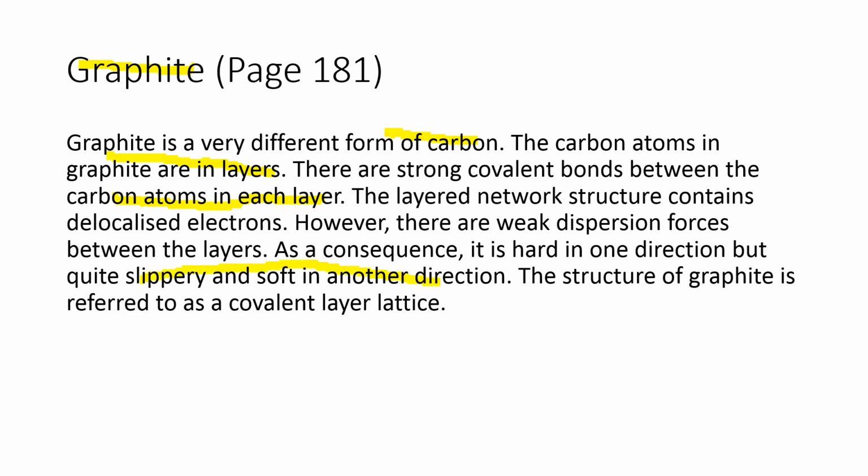The structure of graphite is referred to as covalent layer lattice. When we talk about diamond, we are talking about giant covalent lattice structure. When we talk about graphite, we are talking about covalent layer lattice. So they are made of many different carbon atoms bonded together through covalent bonds. But you have one layer, you have a second layer, and so on, which means that graphite tends to be a good electrical conductor because it has those delocalized electrons. I'll show you on the next slide.